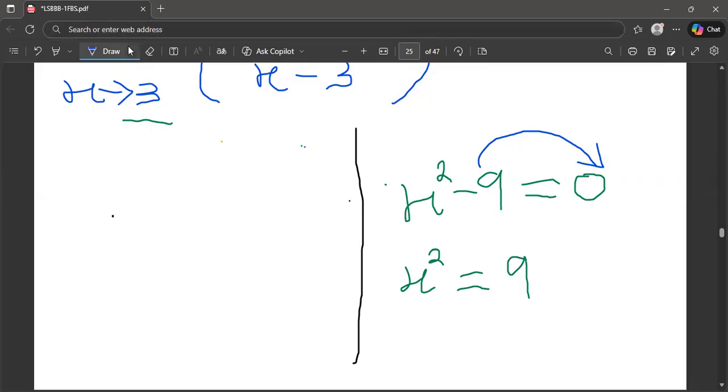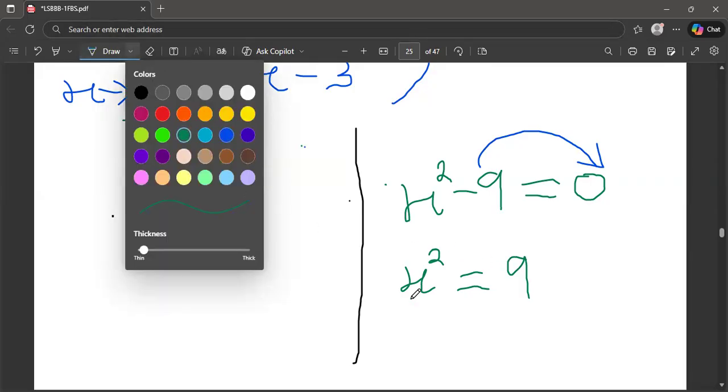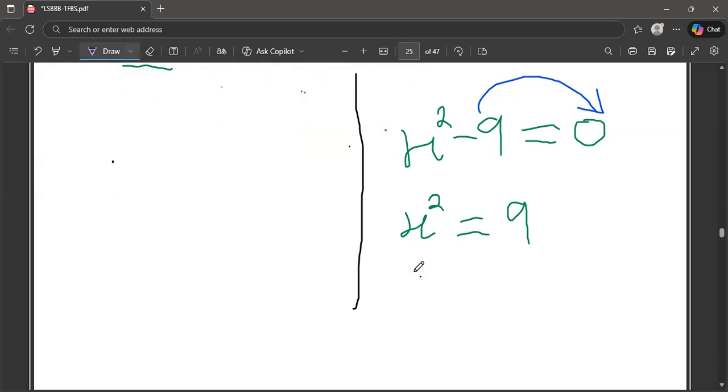So at the end of the day, this is going to give us x squared is equal to 9. And from here, to simplify this, we have to take the root of both sides. And anytime you take the root of something, your answer is going to become plus or minus. So when you take the root of x squared is equal to 9, you are going to get what?